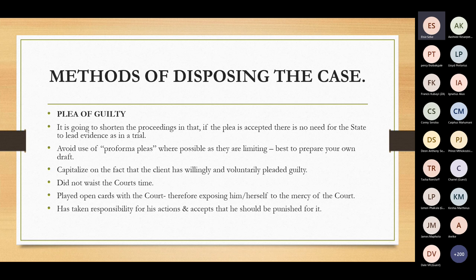After you read this statement, the court will ask the accused, is this what you told your lawyer? Yes, that is indeed correct. Then the state will be asked about the statement of the accused: is it in line with your case? Can the court go ahead and accept it as evidence? If there's no objection, the court will give a verdict, a finding of guilt, based on that statement of a plea of guilty. So that is how it shortens the proceedings.